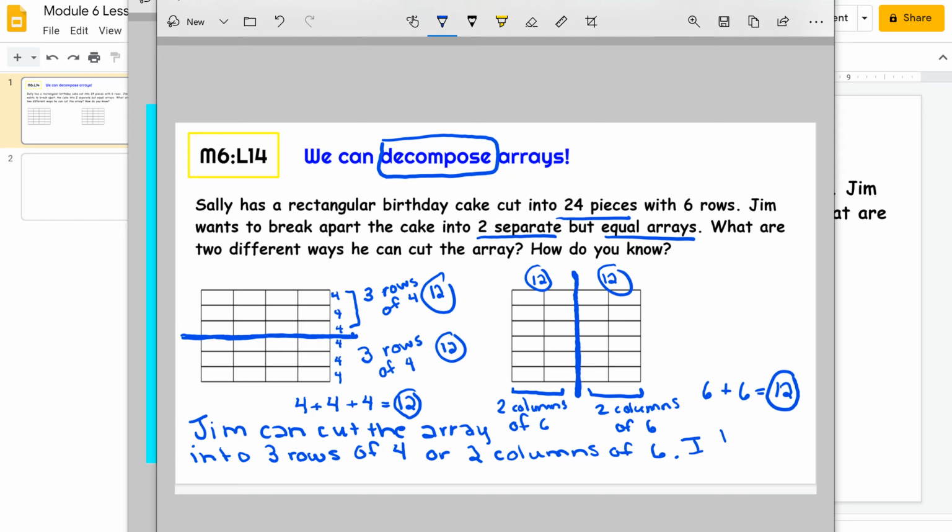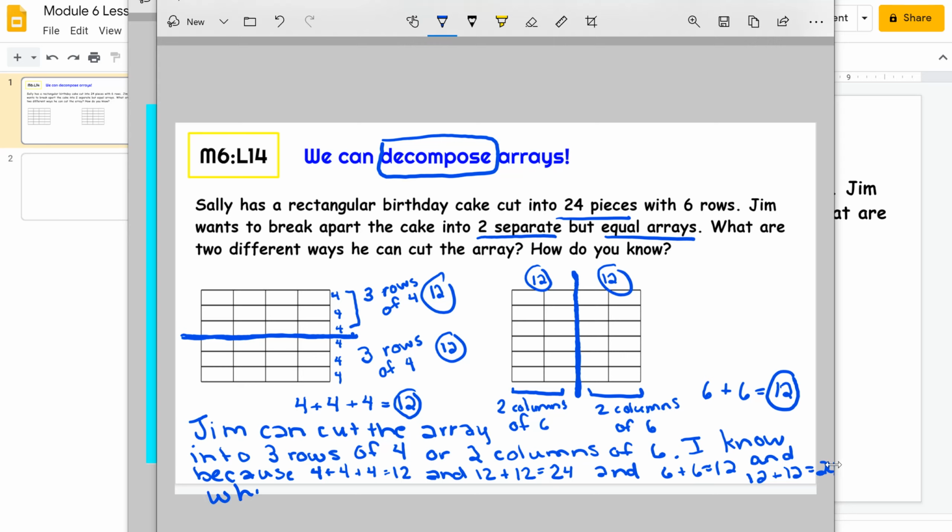So I could say, I know because 4 plus 4 plus 4 equals 12, and 12 plus 12 equals 24, and 6 plus 6 equals 12, and 12 plus 12 equals 24, which is the total number or total pieces of birthday cake.